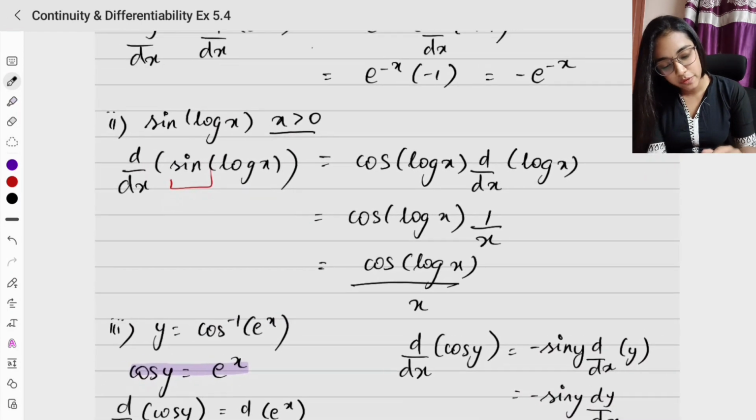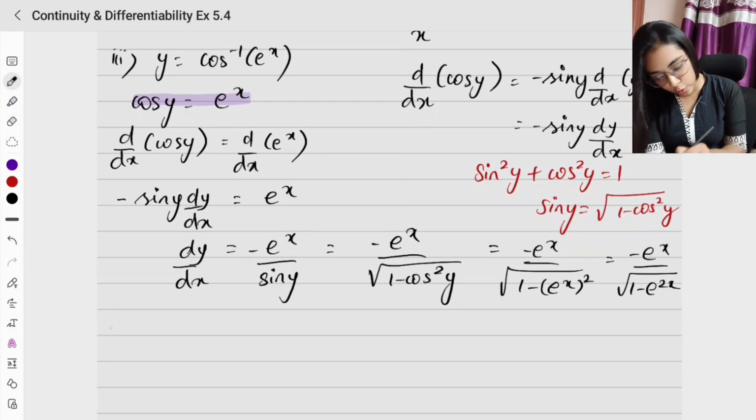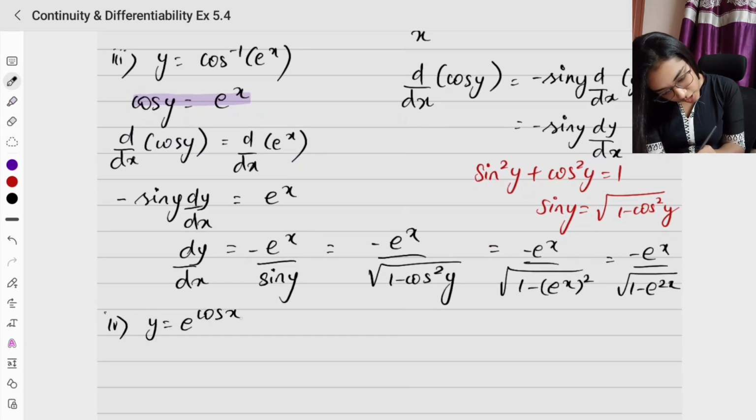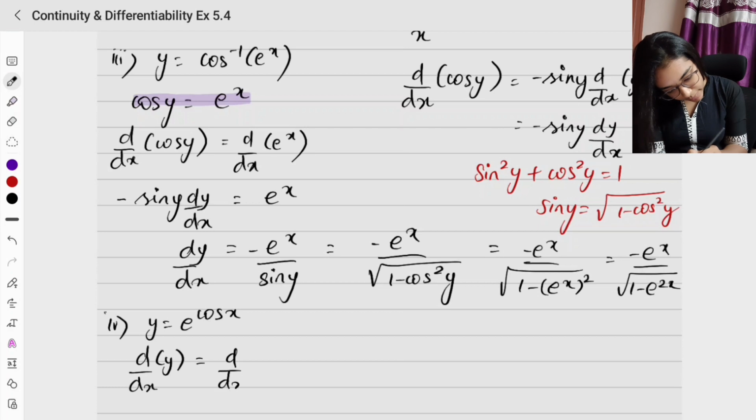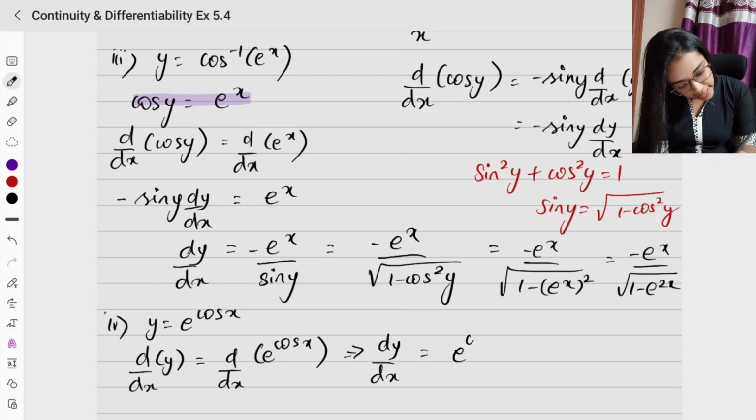Okay. What is my fourth subsection? E to the power cos x. So fourth subsection, y is equal to e to the power cos x. So taking d by dx on both sides, what will I have? d by dx of y is equal to d by dx of e to the cos x. So what will I have? dy divided by dx is equal to e to the cos x, the derivative is again e to the cos x. But I need to differentiate the cos function.